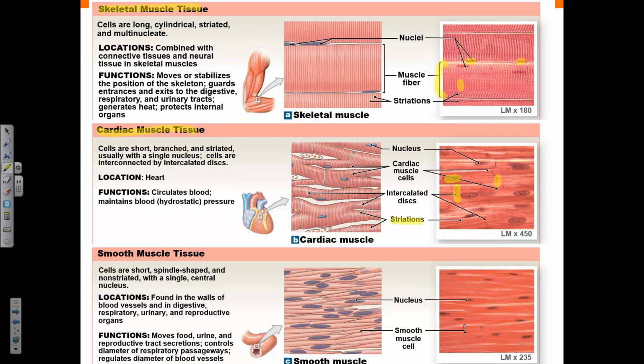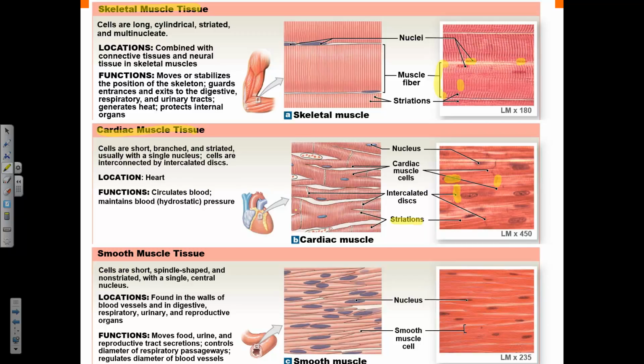Smooth muscle tissue is our 3rd type of muscle tissue, and it consists of small, skinny, non-striated cells with singly centrally located nuclei. Smooth muscle is under involuntary control and is found in the walls of blood vessels. The organs of the digestive, urinary, and reproductive systems also have some smooth muscle.